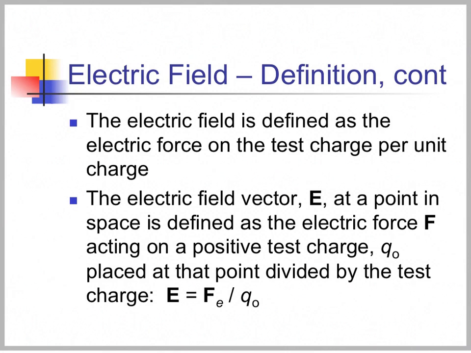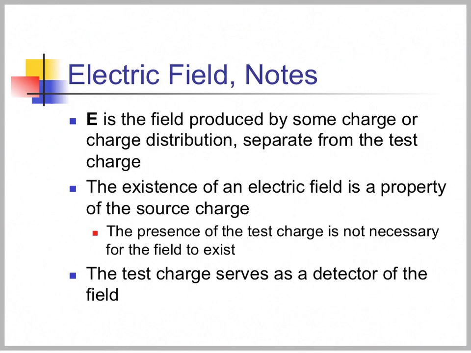And then we have the electric field vector, which we'll use E for our electric field. That electric field vector at a point in space is defined as the force acting on a positive test charge, with charge Q naught, placed at that point, divided by the value of that test charge. So the electric field is the electric force divided by the charge. So E is the field produced by some charge or a distribution of charges separate from the test charge itself.